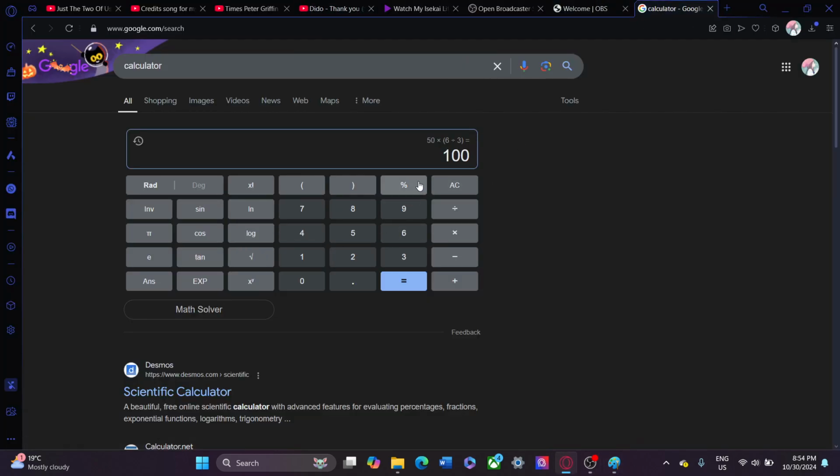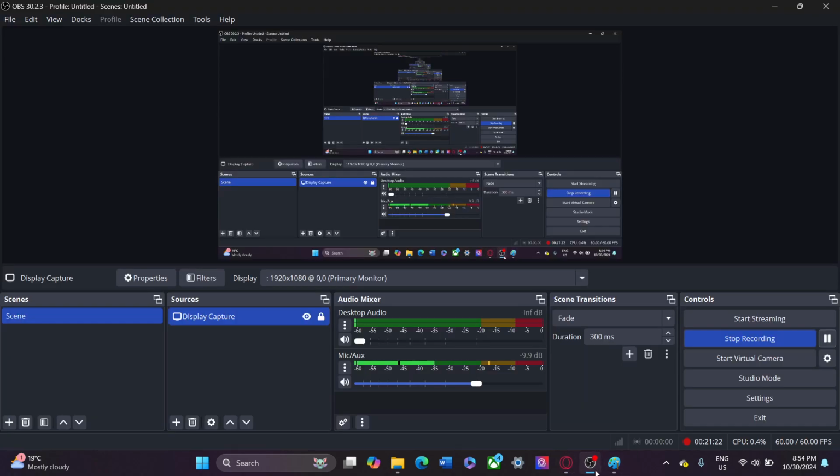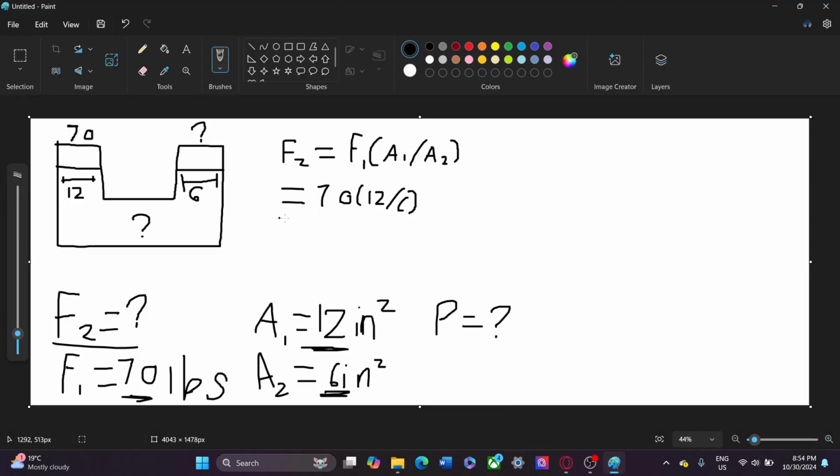That equals 140. That should have been easier. Which equals 140. So now we know the pressure of F2.